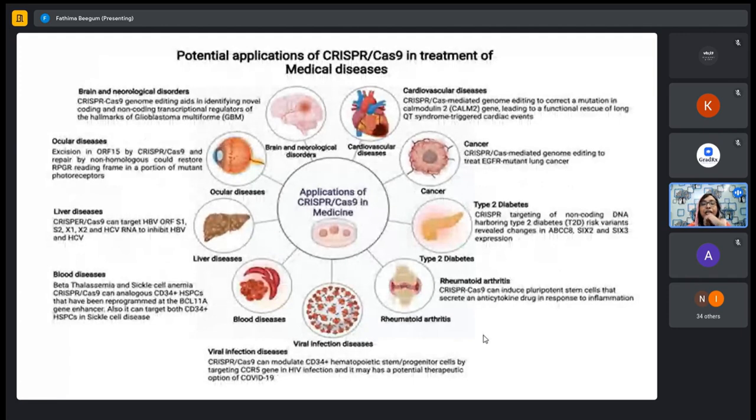Then this is the potential application in treatment of medical science. If we are taking CRISPR's potential application, as I said, brain and neurological disorders, this genome editing aids in novel coding and non-coding translational modulators for glioblastoma multiforme. And in cardiovascular disorders, by editing the mutation of calmodulin, it will help to get rid of cardiac events.